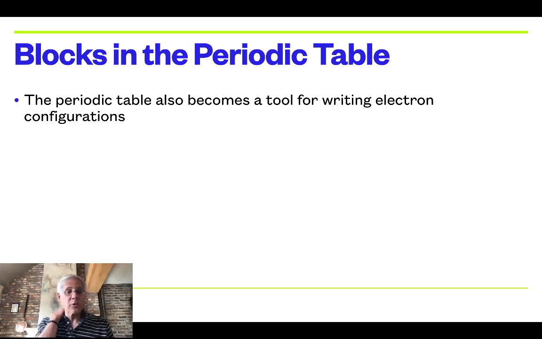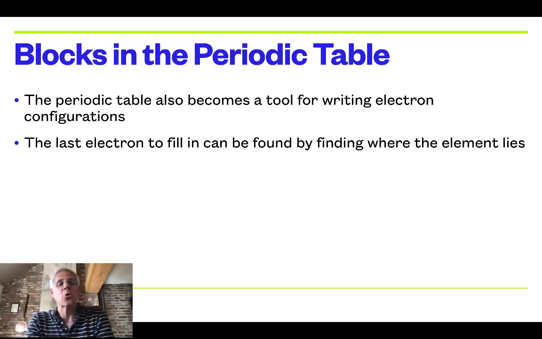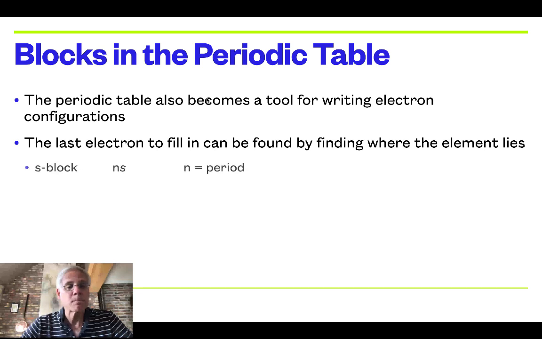Okay, I mentioned earlier that we can use the periodic table to help us write electron configurations. The periodic table becomes a very important tool, so we don't always have to remember the order that electrons fill in. The last entry of your electron configuration can be found by looking at where an element lies in the periodic table.